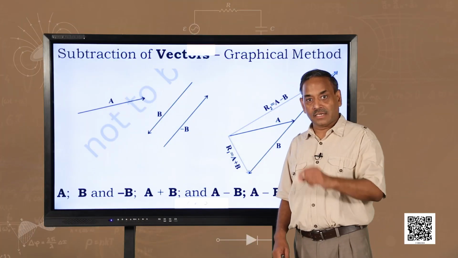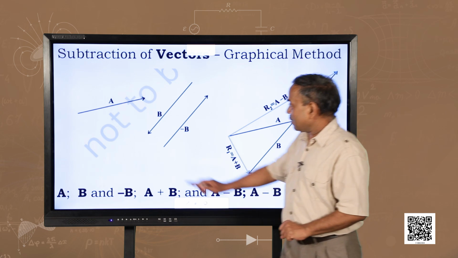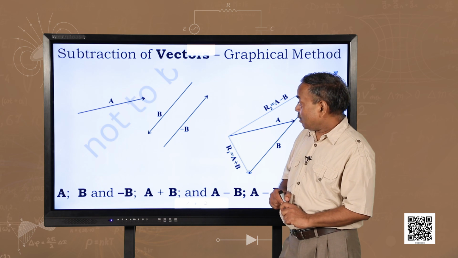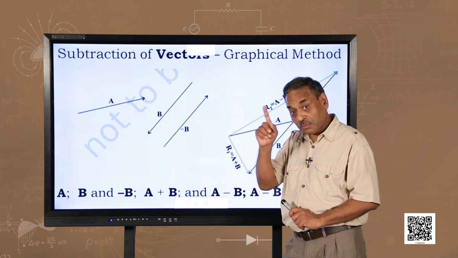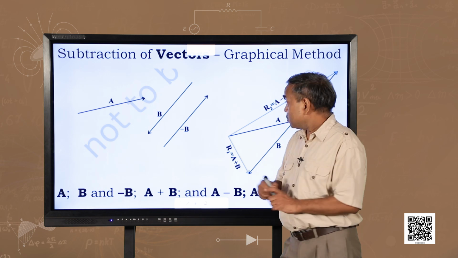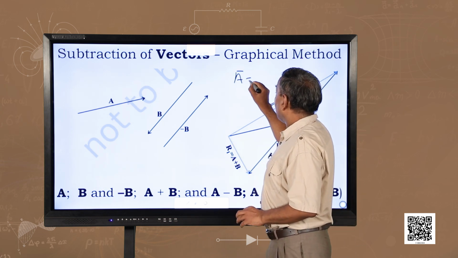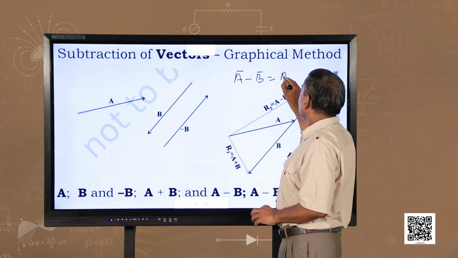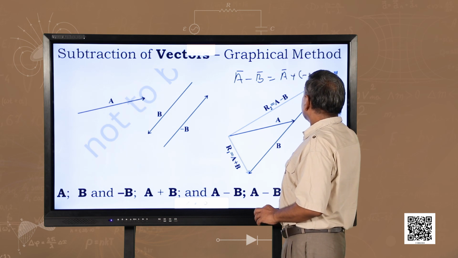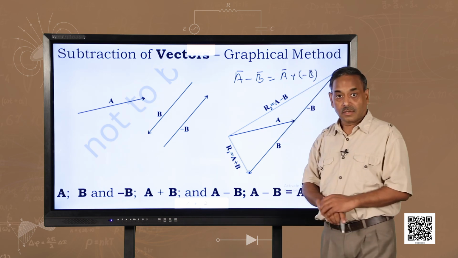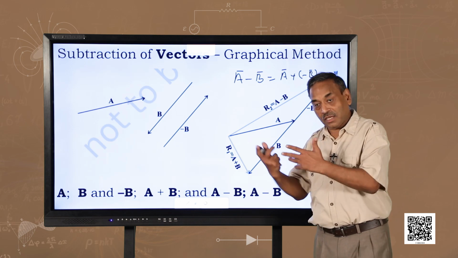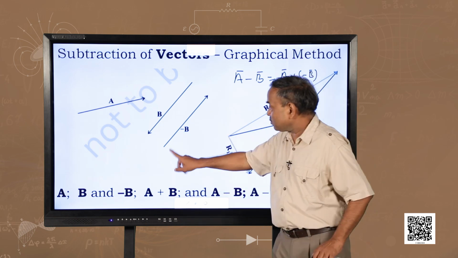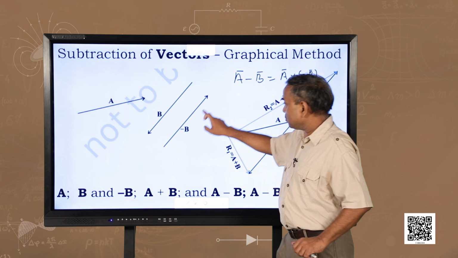Now, after addition, let us see the subtraction of two vectors. Let us say vector A in this direction and another vector B here. Obviously, we have to do A minus B. So, I can write A plus minus B. I will be doing the same thing here. I have written B, now I have just reversed its direction, so it becomes minus B. This was B, so this is my minus B.